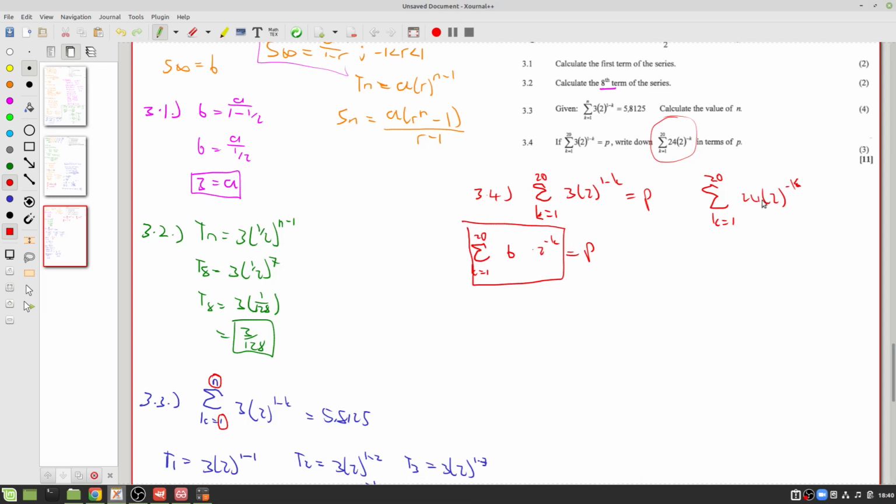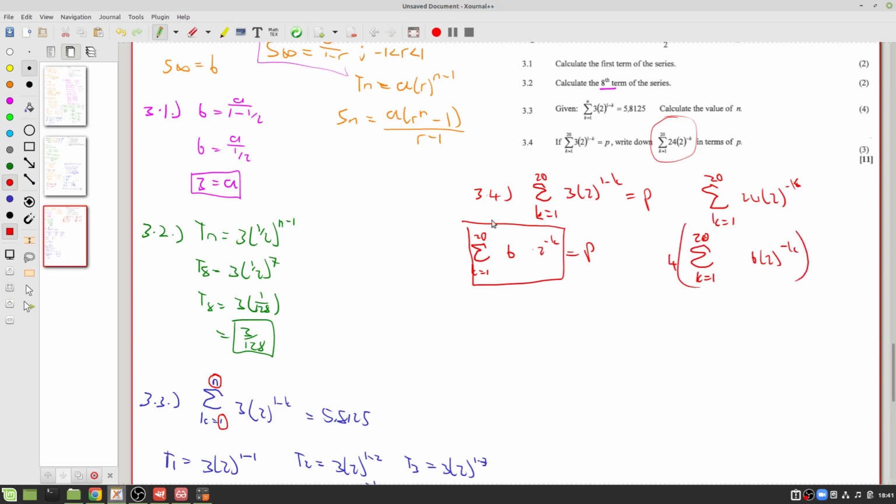Now let's look at if we can convert this one to look similar to this. Okay, so what we can immediately see is 6 and the 24. That's the only difference, right? What's the difference between 6 and 24? Well, 24 is 4 times 6. So that's all we need to do here. We can rewrite this as from k equals 1 to 20, but now instead of 24, let's write it as 4 times 6 times 2 to the power negative k. Right, so everything is the same except for this 4. And what we can also do with sigma things, we can take this 4 to the outside. So we can write 4 over here.